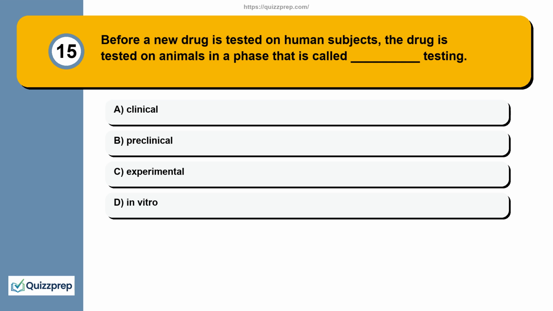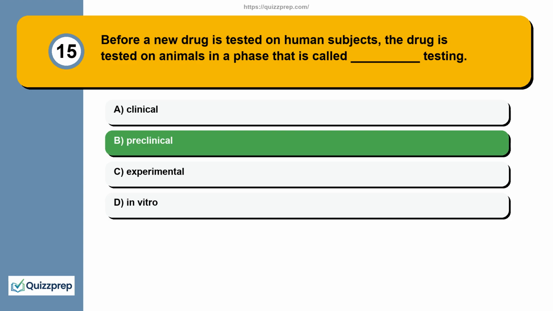Question 15. Before a new drug is tested on human subjects, the drug is tested on animals in a phase that is called blank testing. Option A, clinical. Option B, preclinical. Option C, experimental. Option D, in vitro. The correct answer is option B, preclinical.